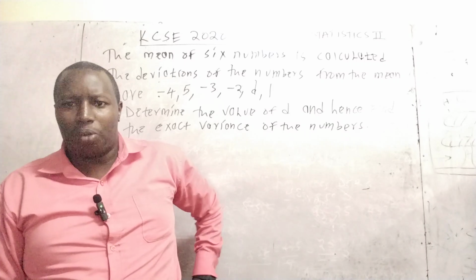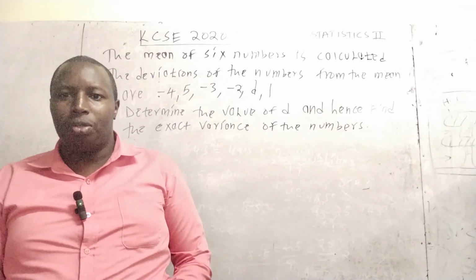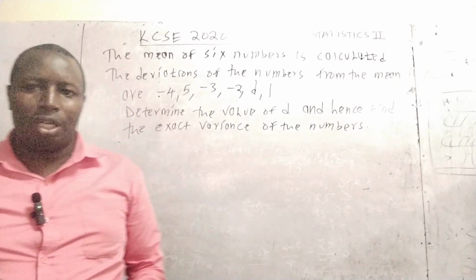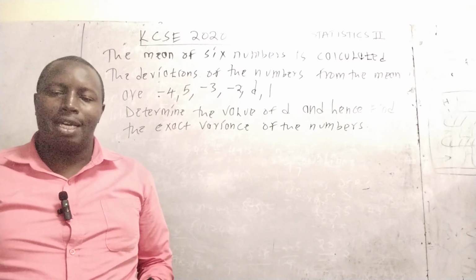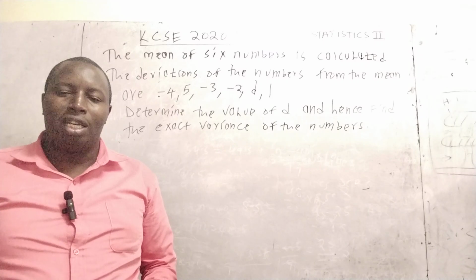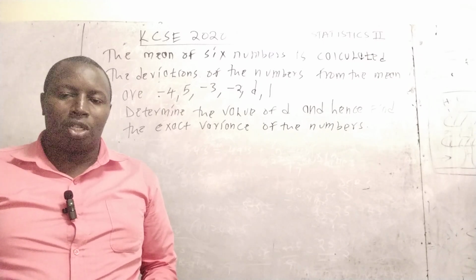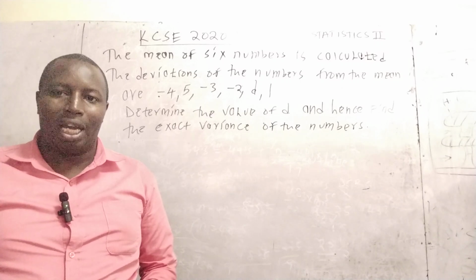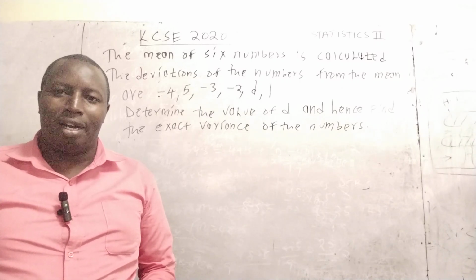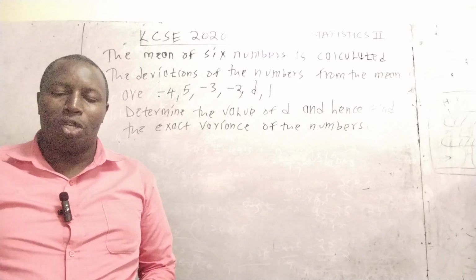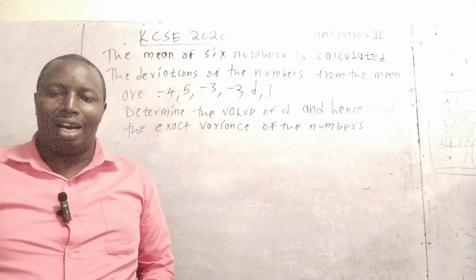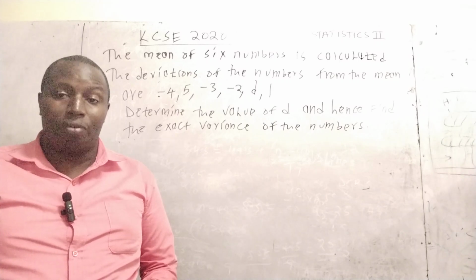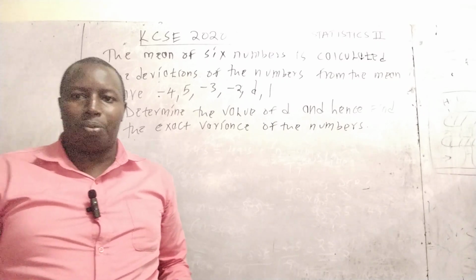Today, we are going to cover Form 4 topic called Statistics 2. I have provided a question here on the board. It's a past KCSE question, KCSE 2020, Paper 2. This is a question where you're given the deviations from the actual mean. Then you're given an unknown variable. You are to calculate the unknown variable, and then the exact variance of the data given. So let's see how you are supposed to do it.